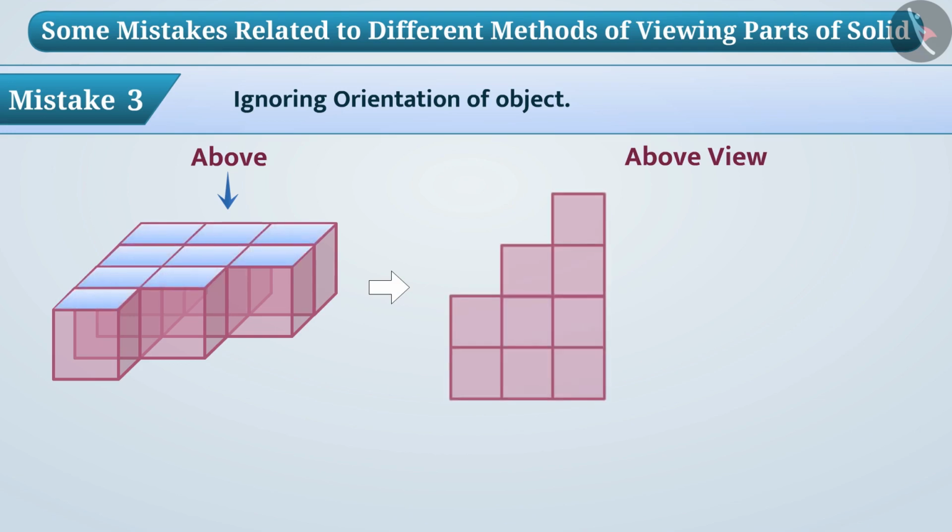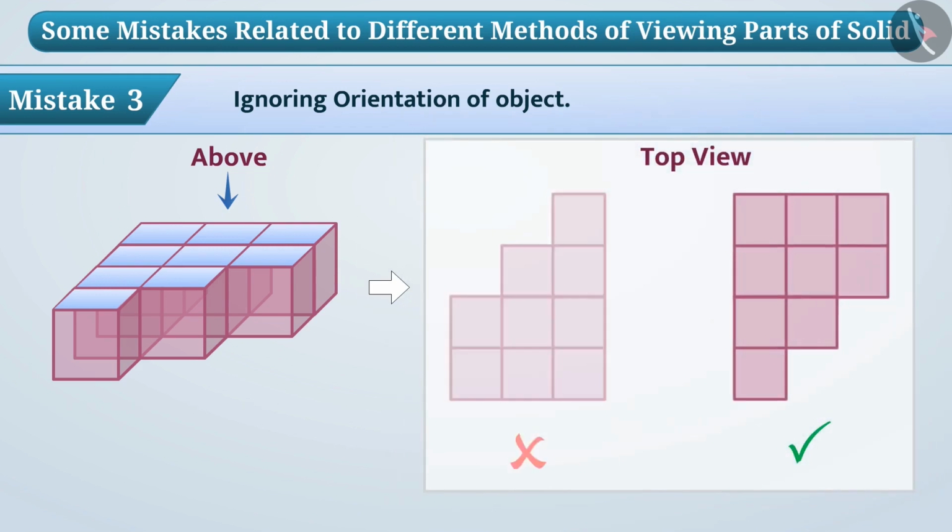But this view will be obtained by looking at the object from below and not from above. In this way, children often draw exactly the opposite shape of the figure, which is wrong. The top view of the shape shown is correct in this way and not in this way. Here is the top view of the shape shown. It should have 3 squares up and 1 square down.